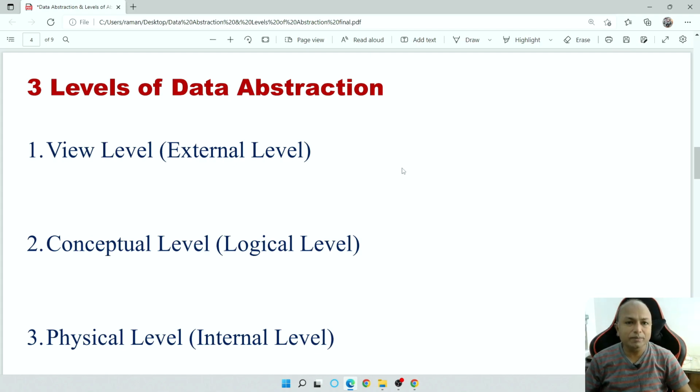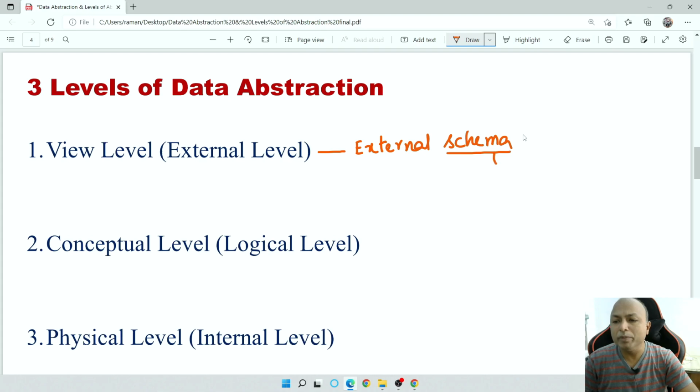Let us discuss three levels of data abstraction. The lowest level is physical level. It is also called an internal level. Next higher level is conceptual level. It is also called a logical level. Highest level of abstraction is view level. It is also called external level. And the schema at this level, view level, is called external schema.